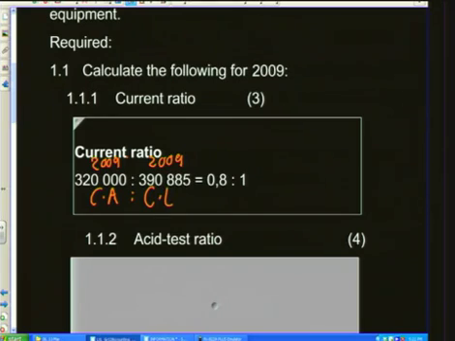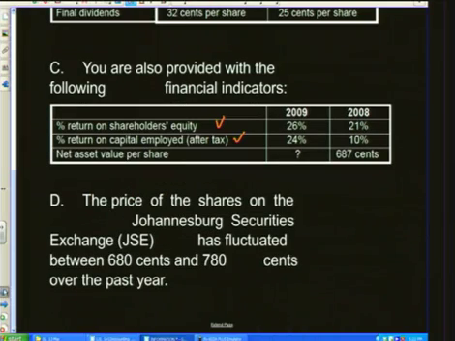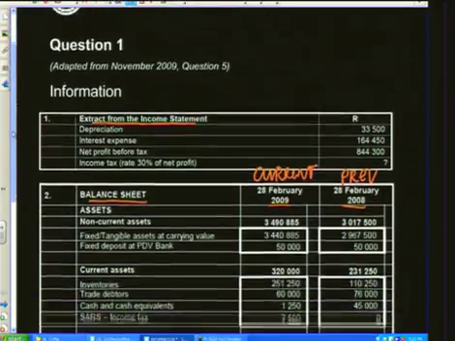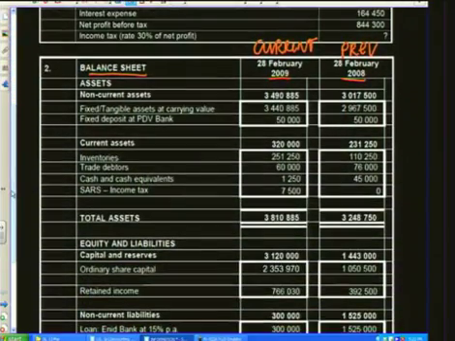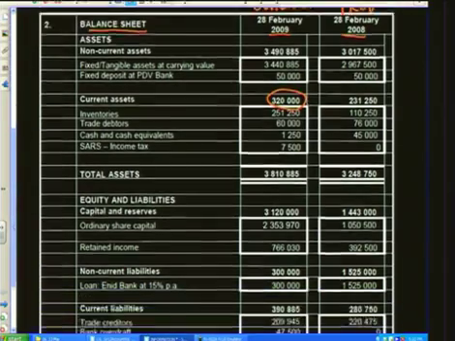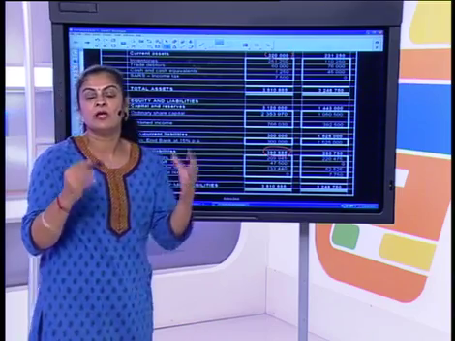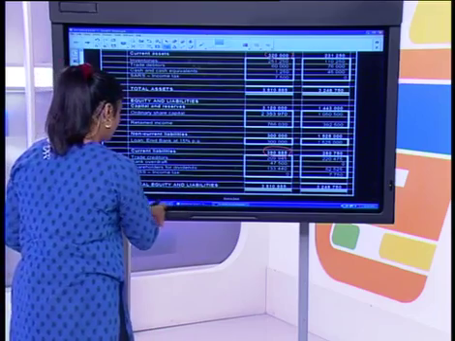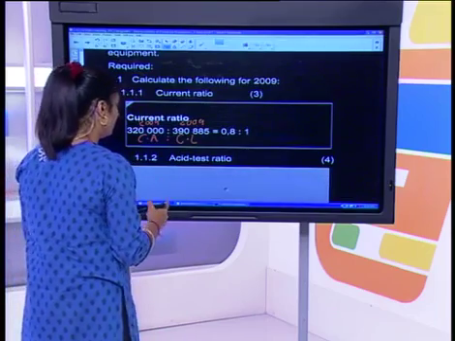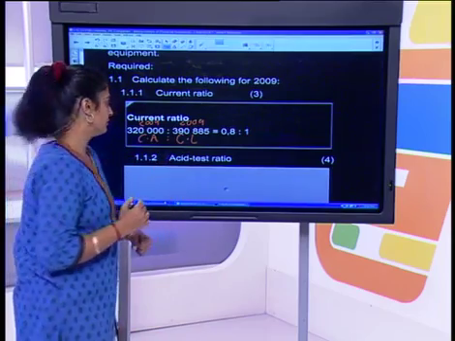Okay, guys, let me just quickly go to the information so you know exactly where I'm getting this amount from. Okay, it's coming from your balance sheet. So my current assets for 2009, there we go, there's my 320,000, is being compared to my current liabilities for 2009, an amount of 390,885. So that's where I'm getting my amounts from my balance sheet. So the first question, very straightforward, not a difficult calculation for 3 marks.